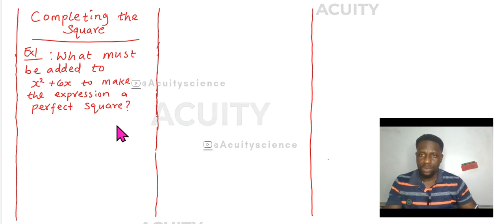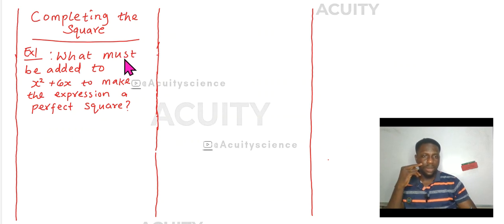Okay, so we want to learn completing the square. This is important because not every equation or expression can be factorized. So we are going to learn how to handle equations or expressions that are quadratic but cannot be factorized, and how to find the value of x or y or z, whatever.